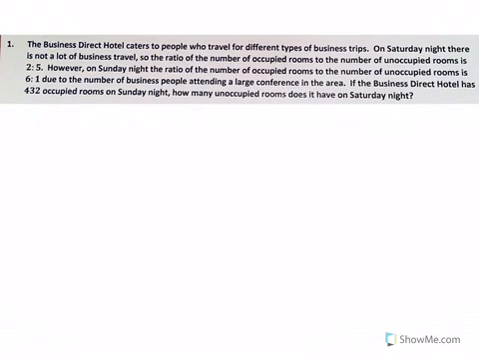All right, let's read example 1 here. This is from Eureka Math, Great Minds. The Business Direct Hotel caters to people who travel for different types of business trips. On Saturday night, there is not a lot of business travel. So the ratio of the number of occupied rooms, which means rooms that have been rented out, to the number of unoccupied rooms, or empty rooms, is 2 to 5. However, on Sunday night, the ratio of the number of occupied rooms to the number of unoccupied rooms is 6 to 1 due to the number of business people attending a large conference in the area. If the Business Direct Hotel has 432 occupied rooms on Sunday night, how many unoccupied rooms does it have on Saturday night? Whew, that is a lot to unpack.